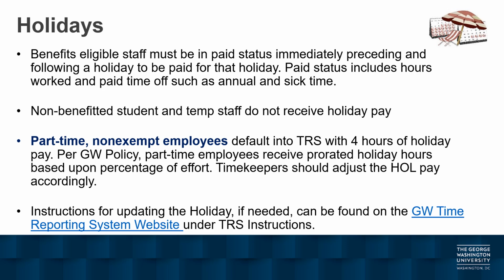Part-time non-exempt employees default into TRS with 4 hours of holiday pay. Per GW policy, part-time employees receive prorated holiday hours based upon percentage of effort. Timekeepers should adjust the HOL pay accordingly. Instructions for updating the holiday, if needed, can be found on the GWU Time Reporting System website under TRS Instructions.